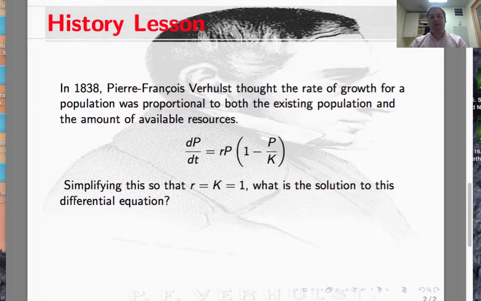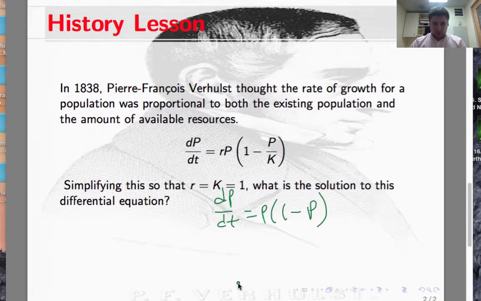So if we simplify this equation just for now, so that r is equal to 1 and K is also equal to 1, can you all solve this differential equation? The derivative is equal to essentially just P times 1 minus P. So dP/dt is equal to just P times 1 minus P. How would you solve that equation? How could you solve that?